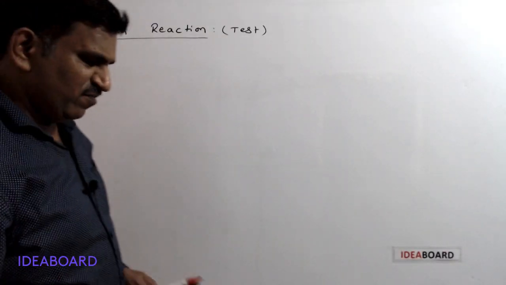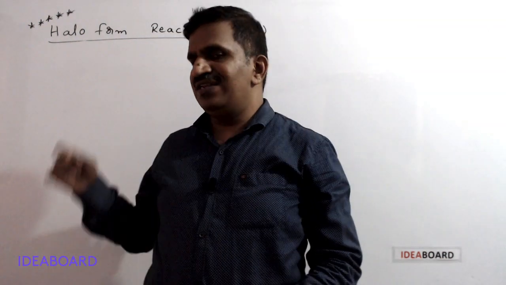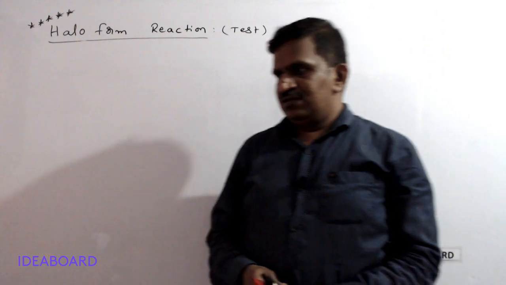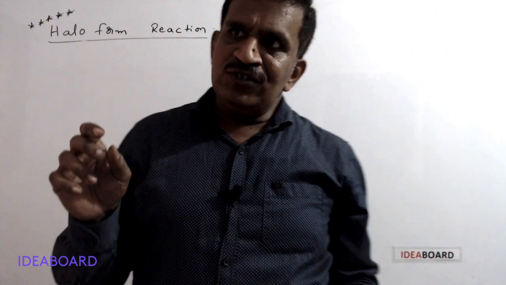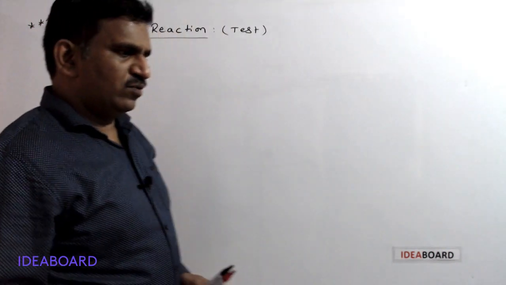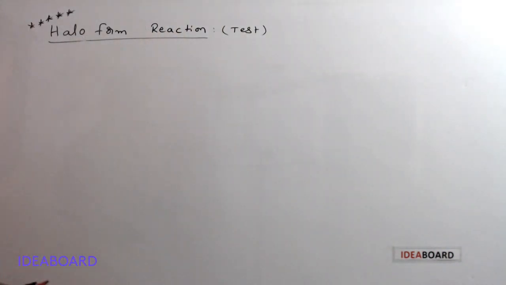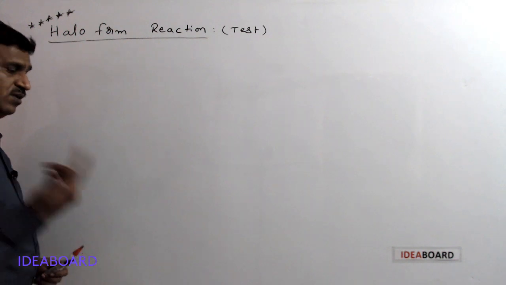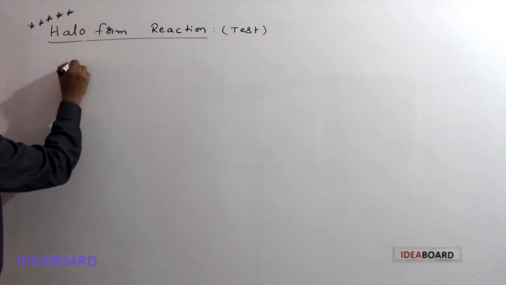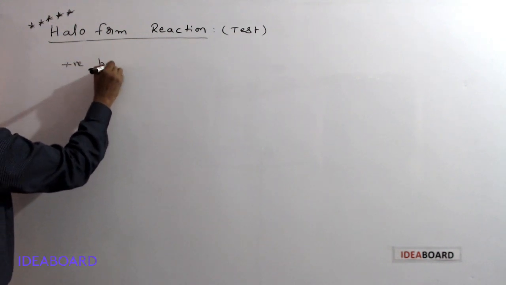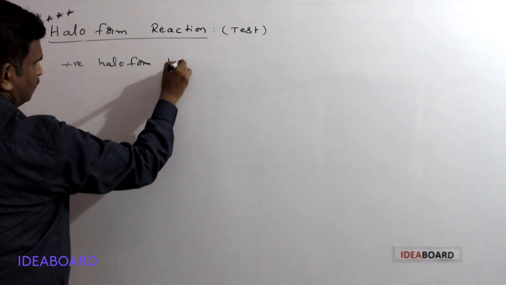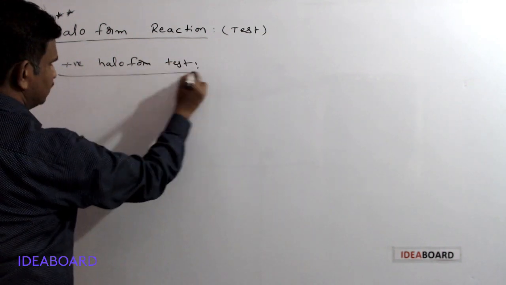The next very important topic is the haloform test. The most important thing they ask is which of the following compounds show the haloform test, or which of the following compounds shows a positive haloform test, or which compound gives the haloform test or not. Okay, they are asking that. So here first we will see the compounds giving a positive haloform test.